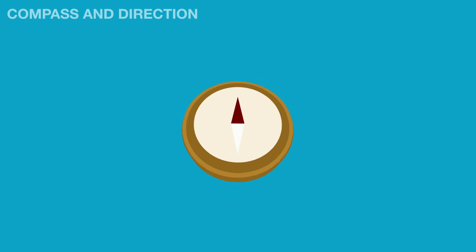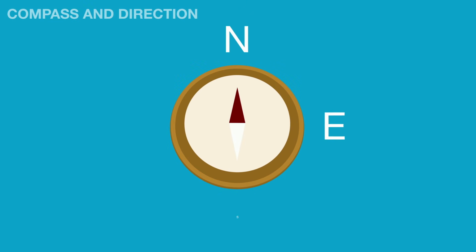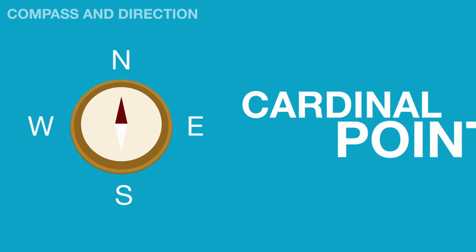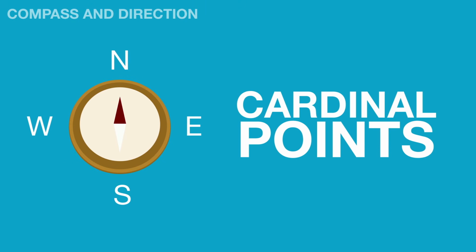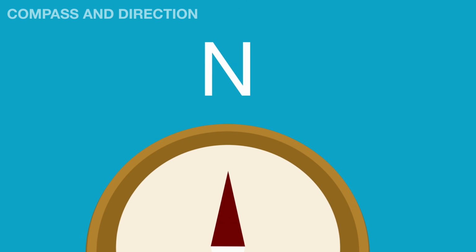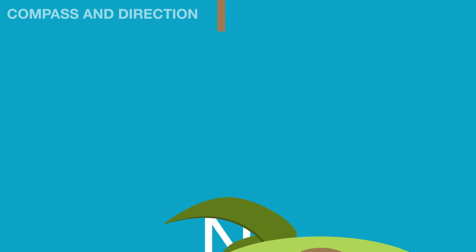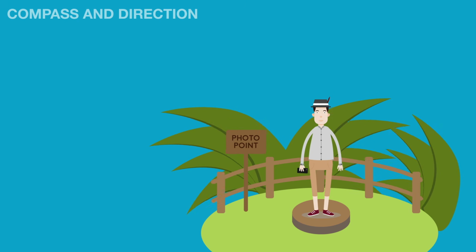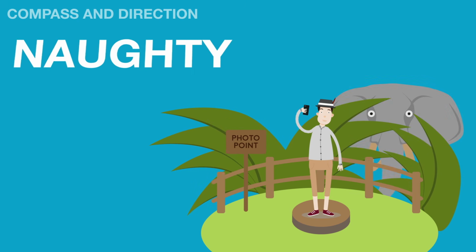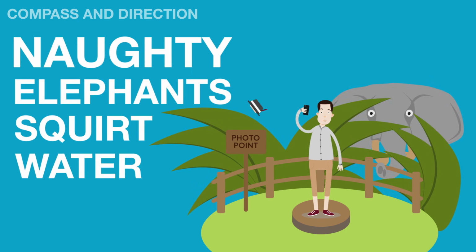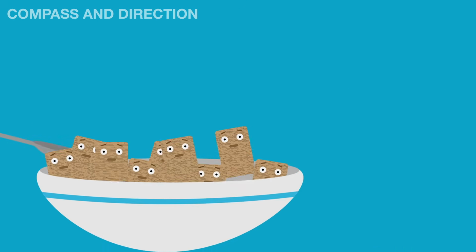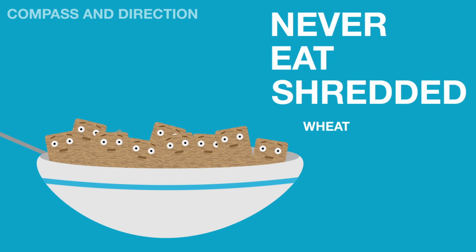The 4 points of a compass are north, east, south and west. These points run clockwise around the compass and are known as the cardinal points. A compass always points to the magnetic North Pole, wherever you are in the world. The following two simple phrases can help you remember the order of north, east, south and west. And they are: naughty elephant squirt water, or never eat shredded wheat.